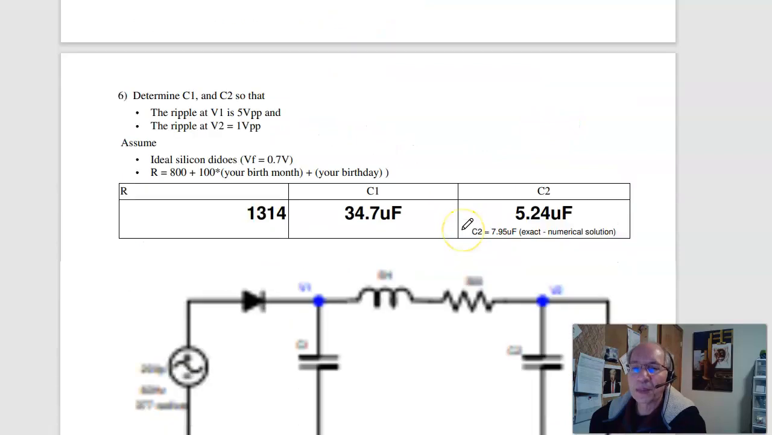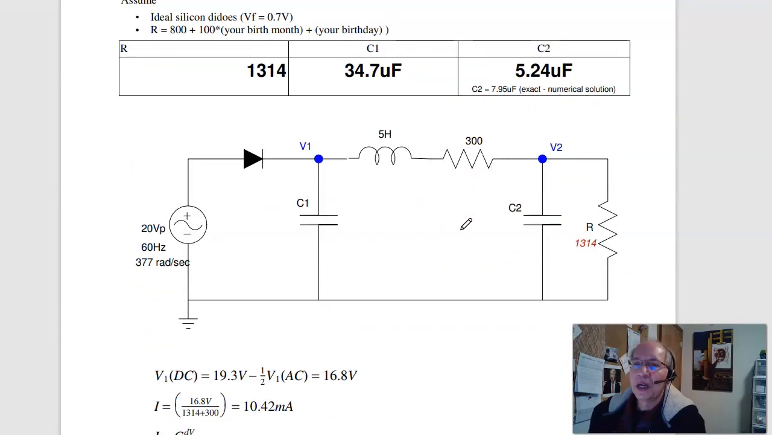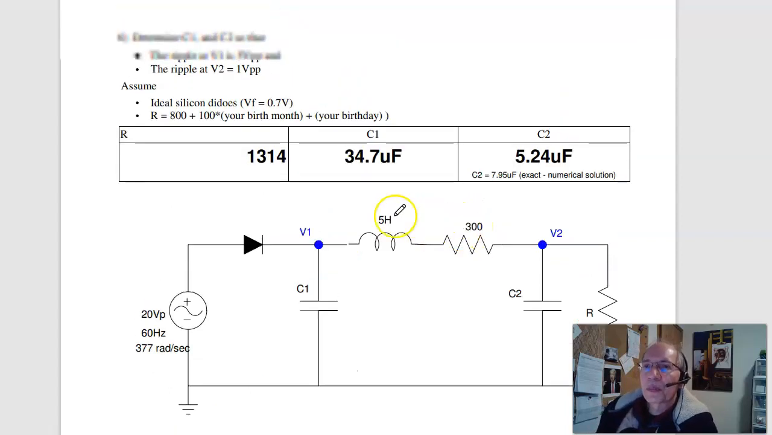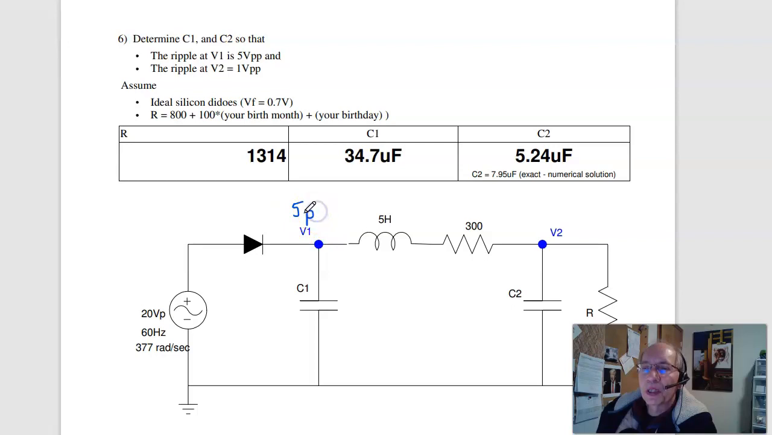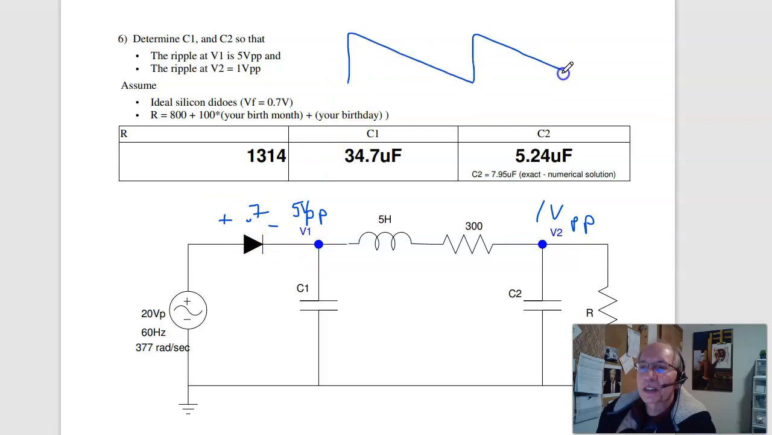The last problem, I want to find C1 and C2. And I want it so that this is 5 volt peak to peak ripple. And I want this to be 1 volt peak to peak. Well, first find V1. If the peak is 19.3 volts, again I lose 0.7 right here, so V1 looks like this. The peak is 19.3, the bottom is 5 volts below that, 14.3.